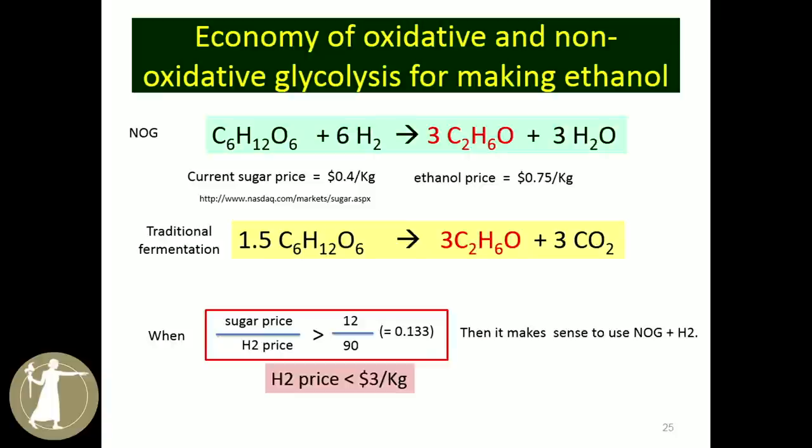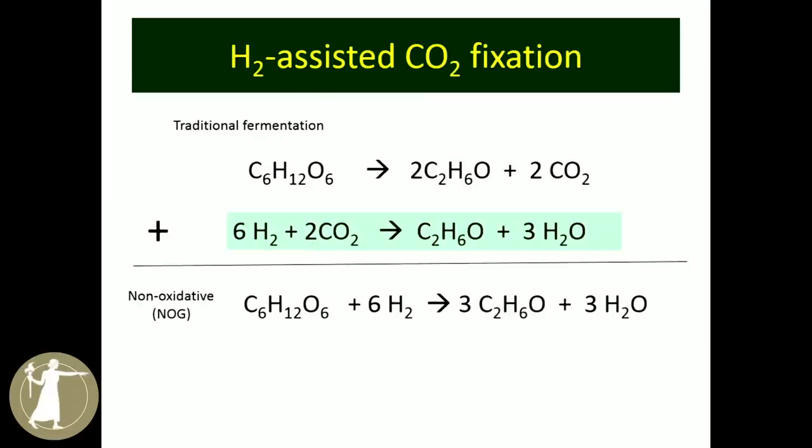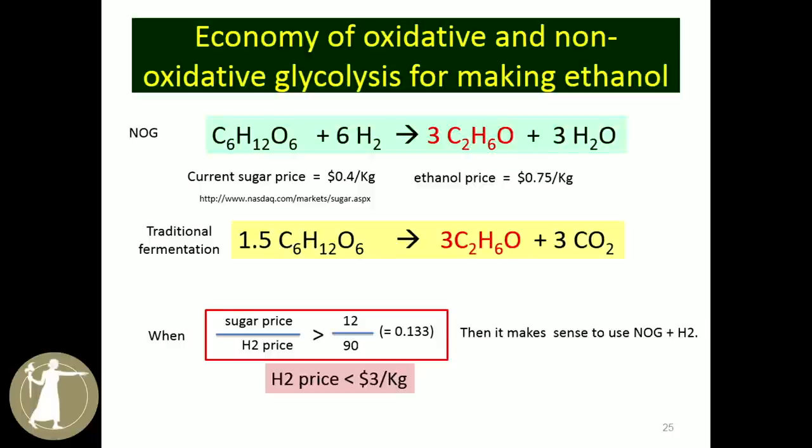So now, using this pathway, we're able to convert 1 mole of glucose to 3 moles of ethanol. Previously, using traditional fermentation, we needed 1.5 moles of glucose to make 3 moles of ethanol. However, we will need to put in additional electrons, which is hydrogen. So the question becomes, which one is cheaper? If you are only interested in money, if you are not worried about CO2, then you compare the electrons. So if 0.5 mole of glucose is more expensive than the hydrogen, then this pathway, non-oxidative glycolysis, makes sense.